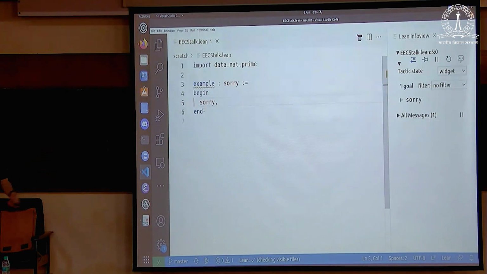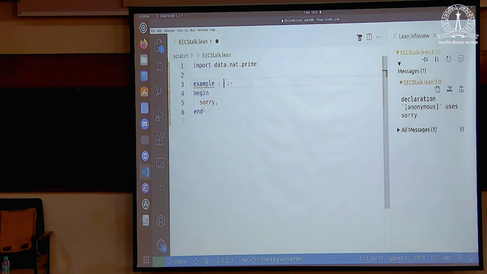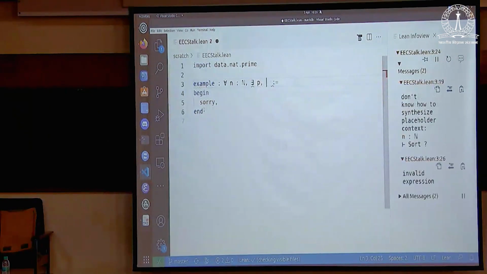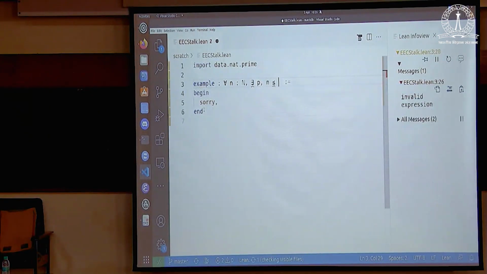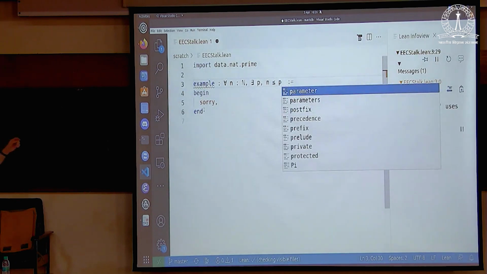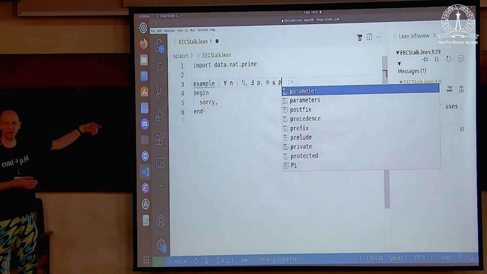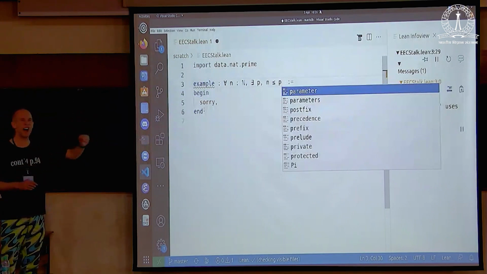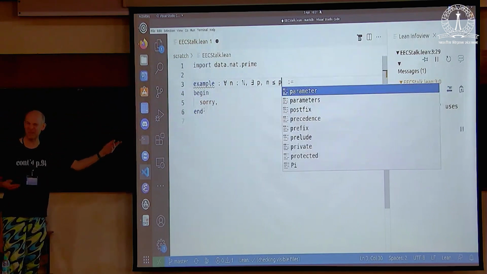So let's import the definition of a prime number, and now we've got to figure out how to state that there's infinitely many primes. So I'll do: for all naturals n, that upside-down A is mathematician speak for "for all". For all natural numbers n, there exists a p such that n is at least p. This is just the easiest way to explain it: if you give me a number, I can find a prime number that's bigger, right? That's the same thing as saying there's infinitely many.